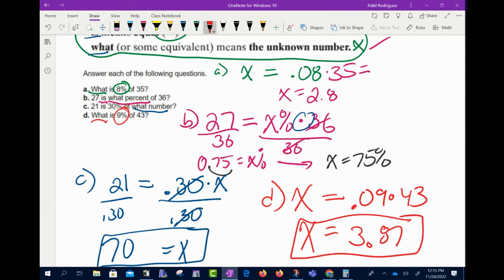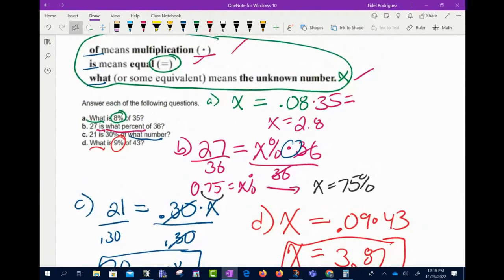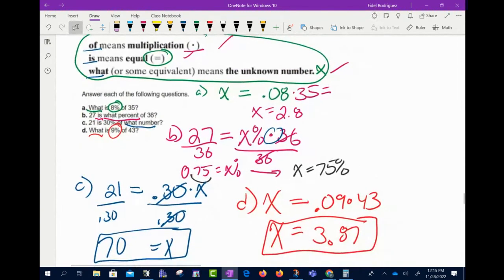So again, as I'm going through these problems, this is going to be my process, okay? I always want to come back to this little piece right here: of means multiply, is means equals, what is my x? And then I'm usually able to figure it out from there, okay?